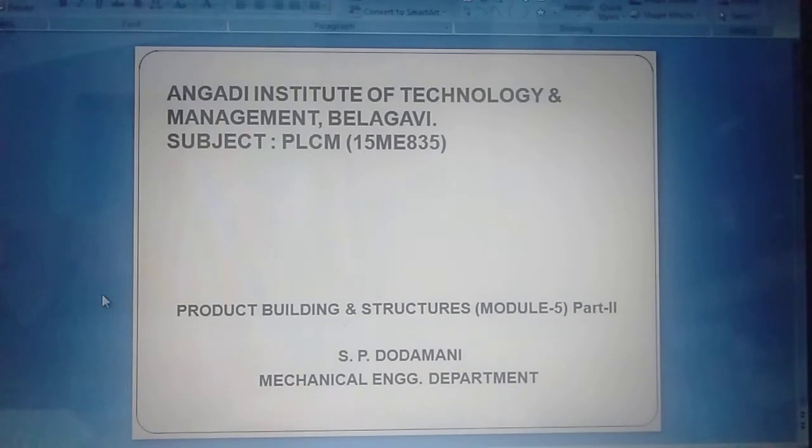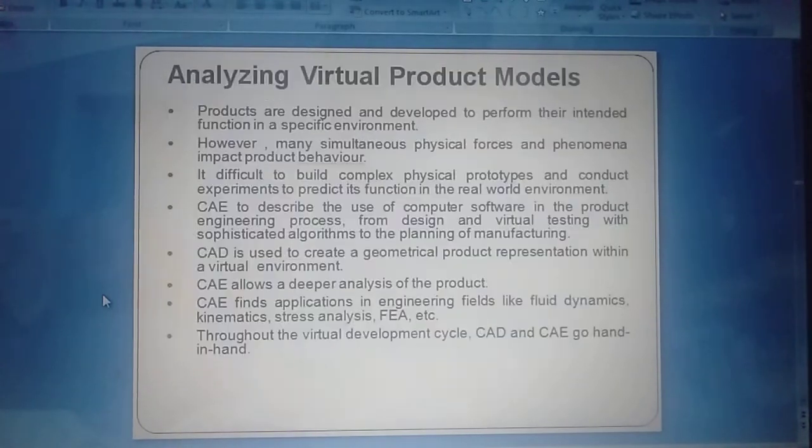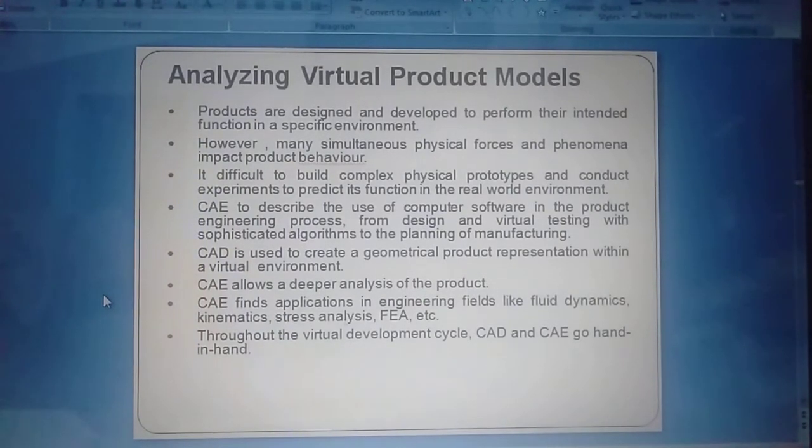Let us discuss product building and structures, part 2, that is module number 5. The first topic is analyzing virtual product models. We have already discussed what we mean by a virtual product, but it is to be analyzed before going to a physical one.